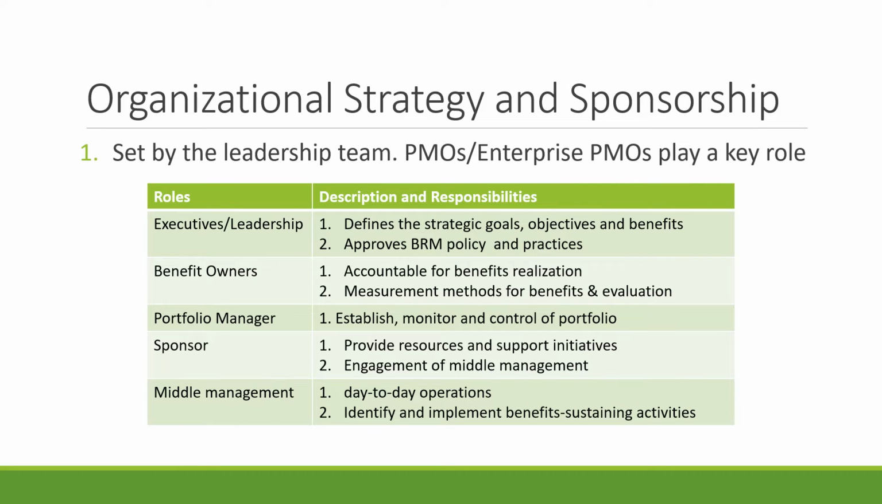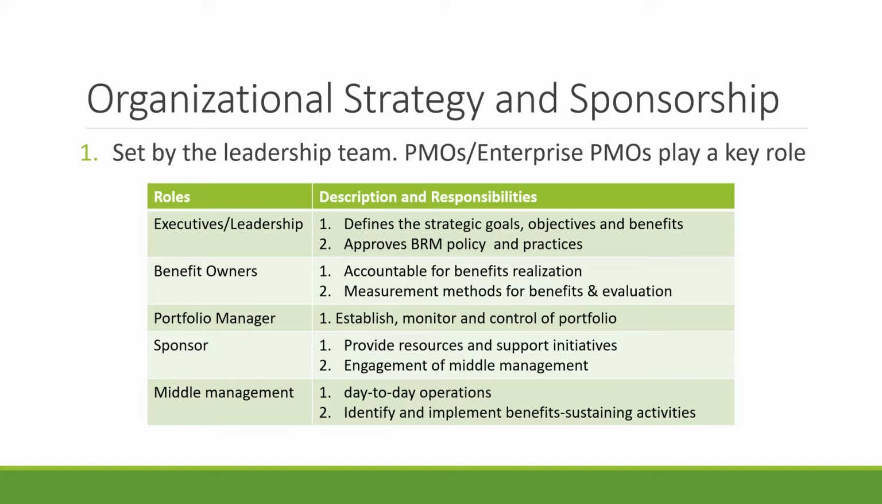So let's go one by one. Let's start with organization strategy and sponsorship. Organization strategy and sponsorship is set by the leadership team. In big companies, if you have the PMOs, Program Management Office, or Enterprise Program Management Office, they play a key role in supporting, aligning the strategy, and defining the benefits for each strategy's planned benefits. They play a very key role. The leader of the PMO may be part of the leadership team as well.